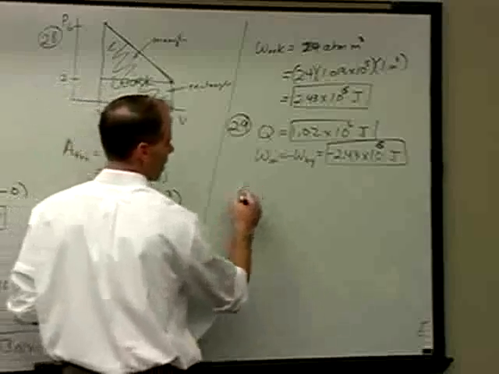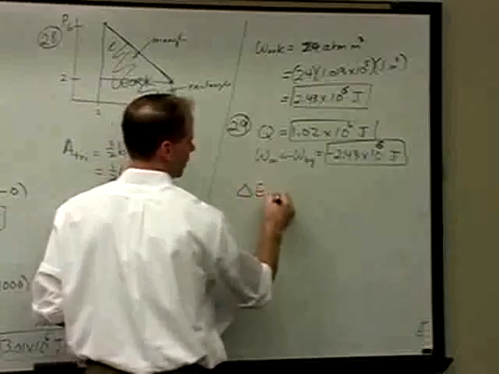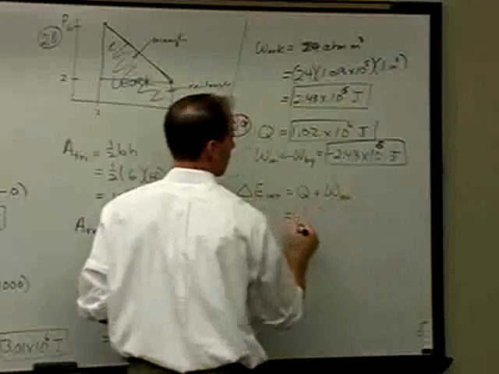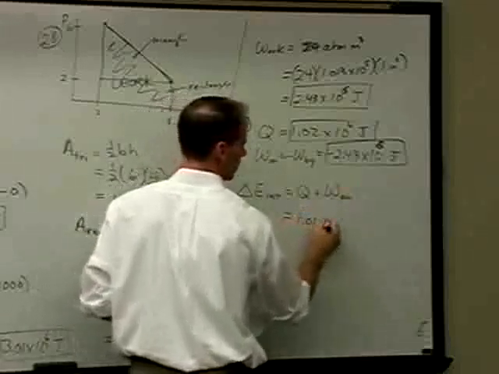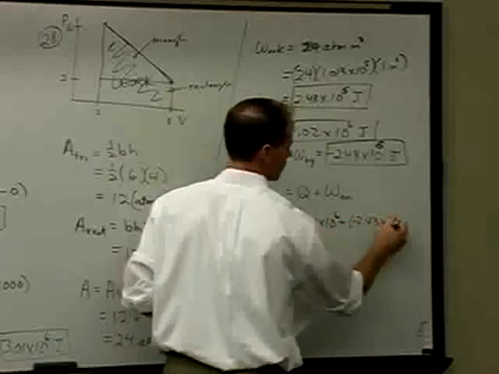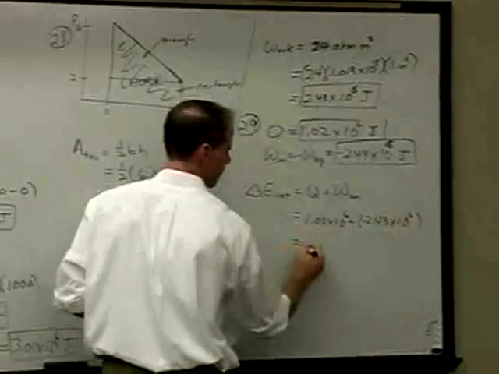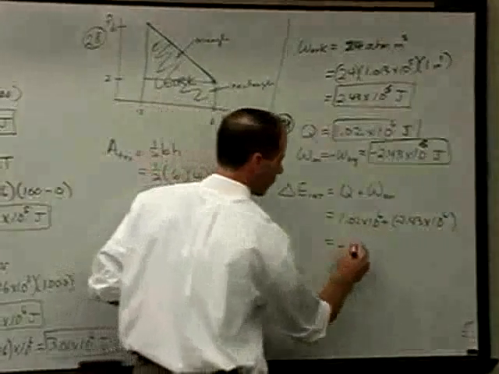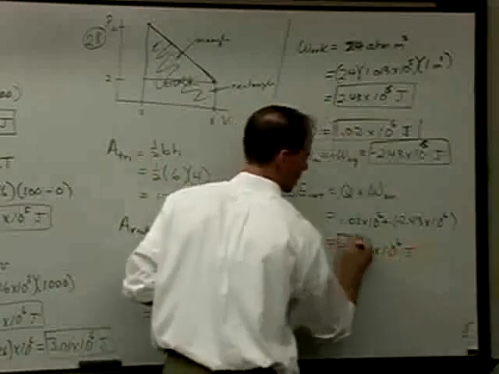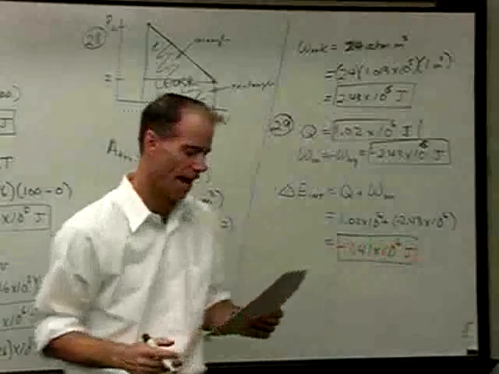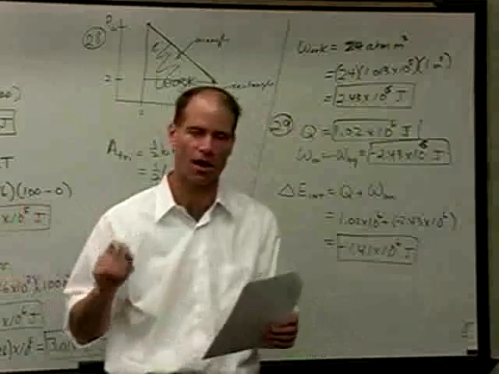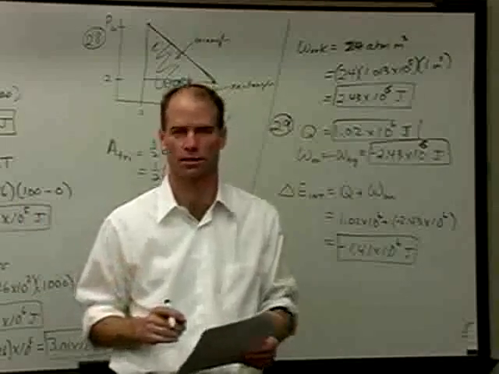So, by the first law, change in internal energy is the heat added to the system plus the work done on the system. And that will be 1.02 times 10 to the 6 plus a negative 2.43 times 10 to the 6. That'll give us a negative 1.41 times 10 to the 6 joules. So even though heat was added to this gas, it actually did more work than the heat that was added. So actually the gas lost energy, internal energy, in that expansion.